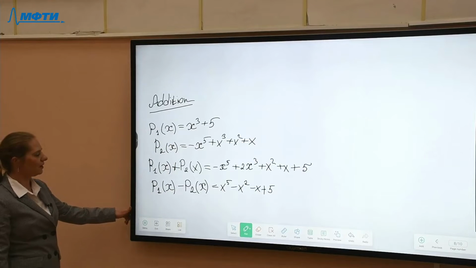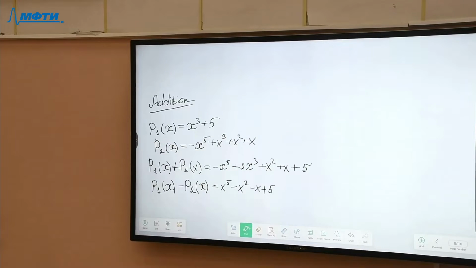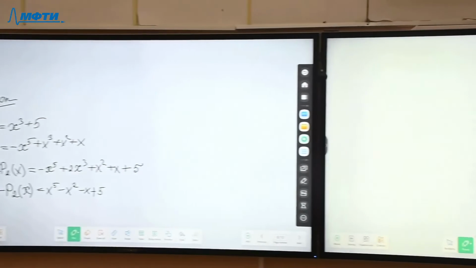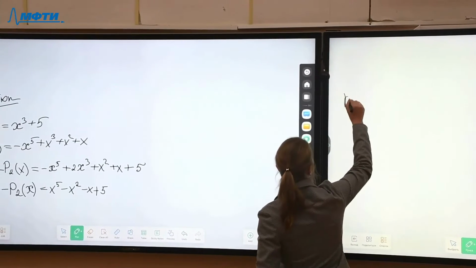So, to my mind, it's very easy to add two polynomials. Then, also, we can multiply them.